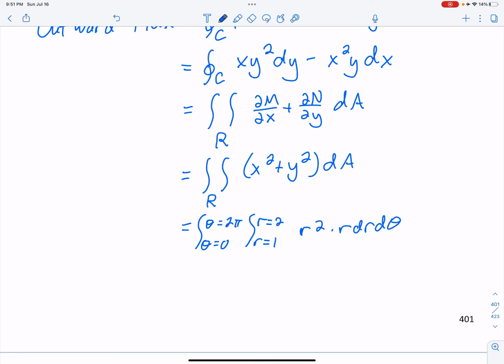That is a very simple integral to solve, so I will leave that up to you. This is 5/2 pi. So that is the measurement of the flux.